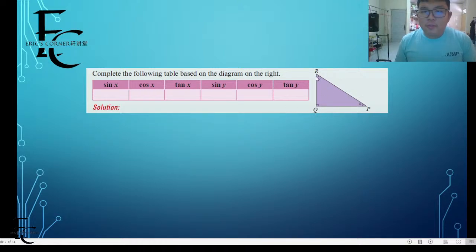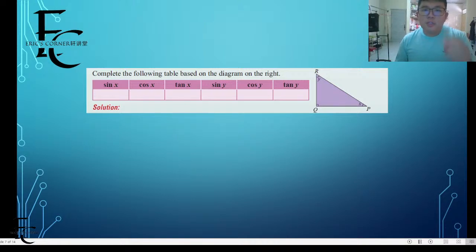So the opposite side will be, this is the y. So the opposite side will be QP. This is our opposite. And then the adjacent side will be QR. Hypotenuse still the same, RP. So sine y, as we know, sine is opposite over the hypotenuse. So opposite of y, the sine y will be QP over RP, or PQ over PR, also the same.